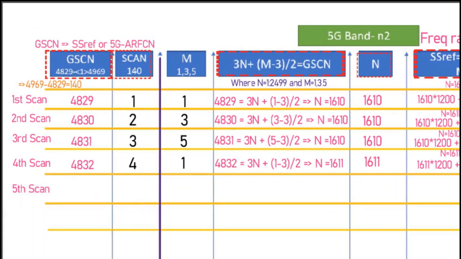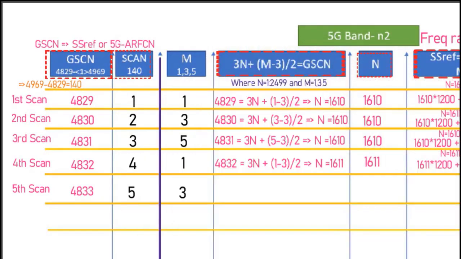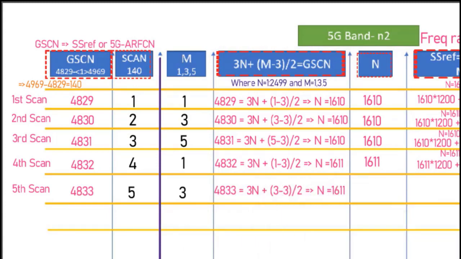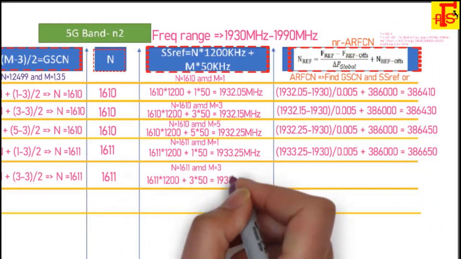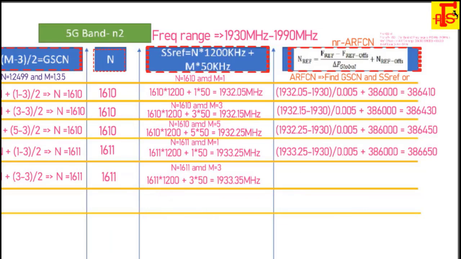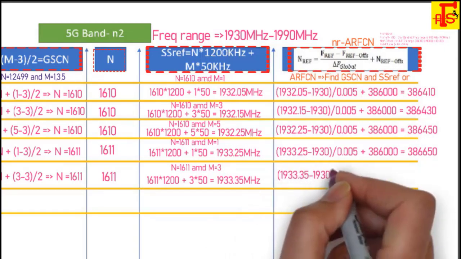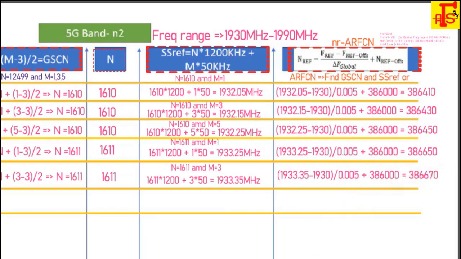In fifth scan GSN value is now 4833. In fifth scan, m value is changed, 1, 3, 5, right? So now 3 again. So GSN value formula is 3n plus m minus 3 by 2. So we will put the m value and we will calculate the n value is 1611. So n is equal to 1611, m is equal to 3. SSREF we will calculate n into 1200 plus m into 50. That SSREF value is equal to 1933.35 megahertz. So now what is the ARFCN value? ARFCN we will calculate from this formula, same formula, FREF minus offset by del F global. So what is the reference? FREF 1933.35, that is SSREF.